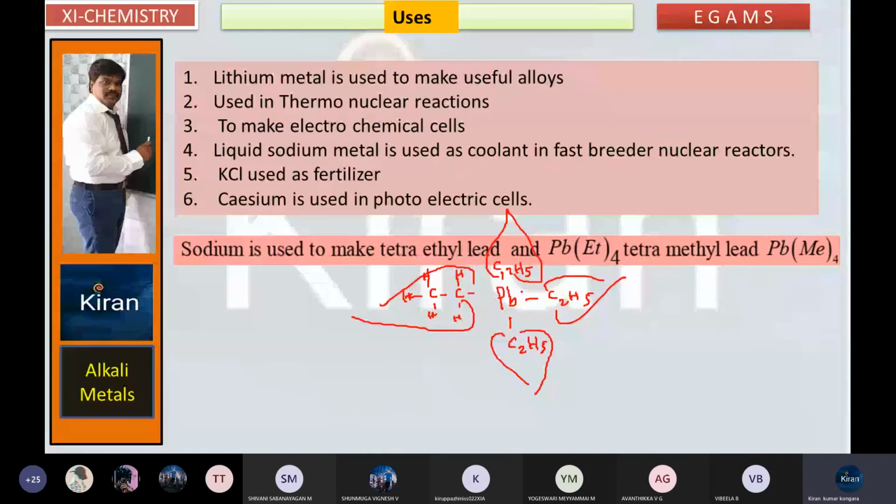We can represent it with tetra 4. Et stands for ethyl. Tetraethyl lead. Or instead of ethyl, you can substitute methyl. Pb is attached with 4 methyl groups. This is tetramethyl lead.